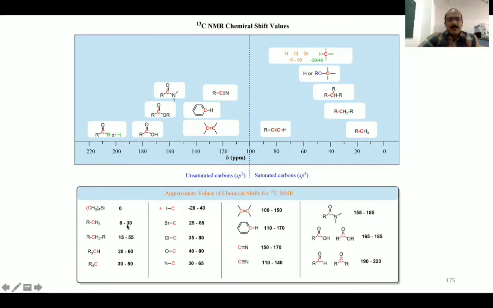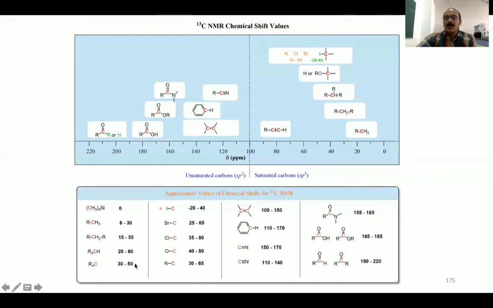Primary methyl, it will be 8 to 30. It depends on the functional group or the nature of the molecule. You cannot always stick to one particular value for a particular kind of carbon or proton. Depending on the nature of the sample, nature of the organic compound, the value will shift, but definitely it will be within this range. If it is secondary alkyl carbon, then it will be 15 to 55. If it is tertiary alkyl carbon, then it will be 20 to 60. Here we can see that as the number of R's increases, the chemical shift value also increases. Then if it is quaternary carbon, you will see that it is between 30 to 50.